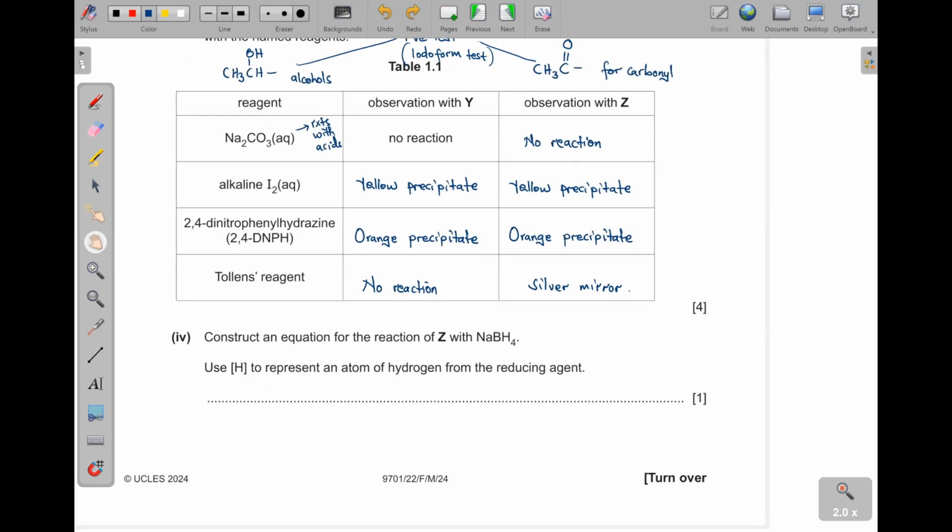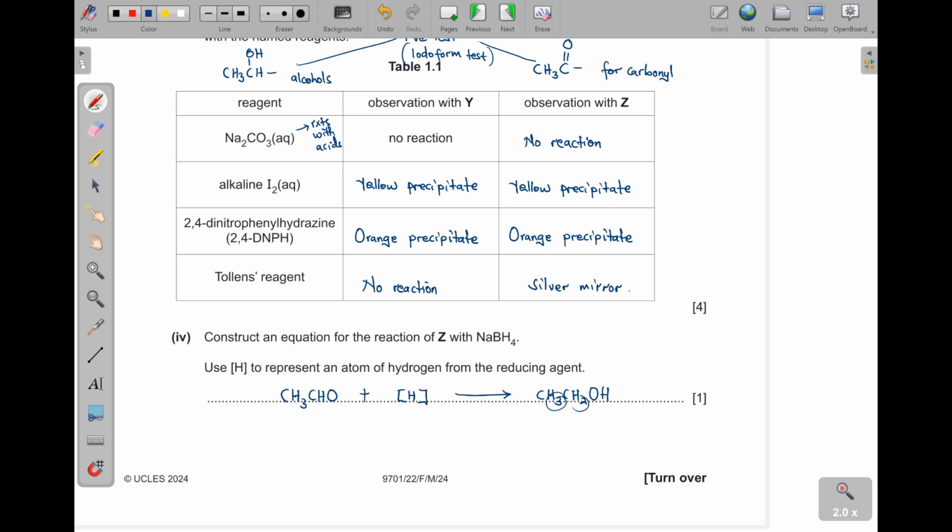Then Roman 4: construct an equation for the reaction of Z with sodium tetrahydroborate. Use H to represent an atom of hydrogen from the reducing agent. Now, Z is CH3CHO, an aldehyde, ethanal, then plus. For a reducing agent, you are going to reduce the aldehyde to a primary alcohol. So we shall get CH3CH2OH.